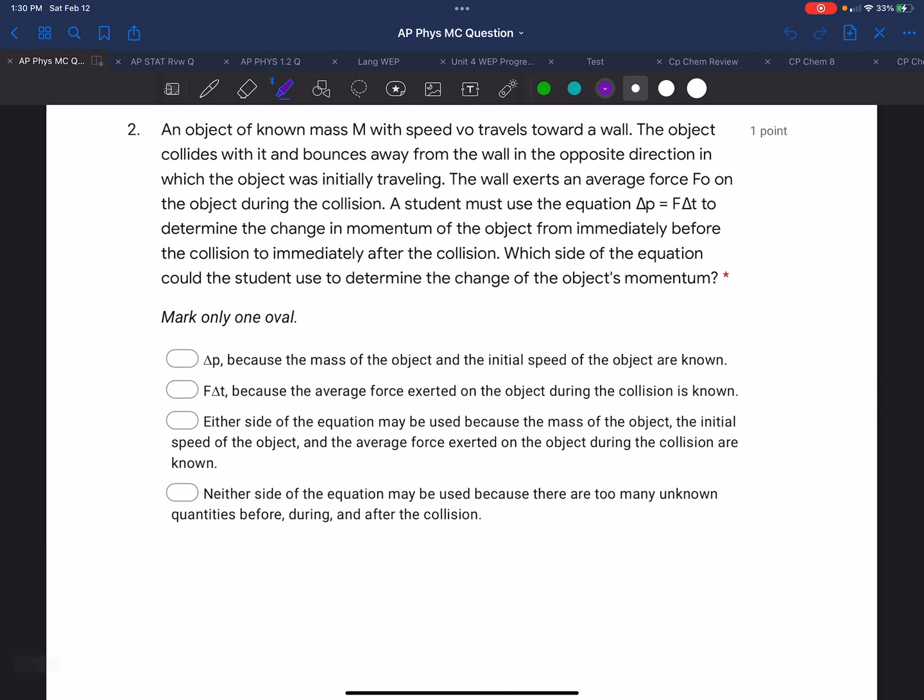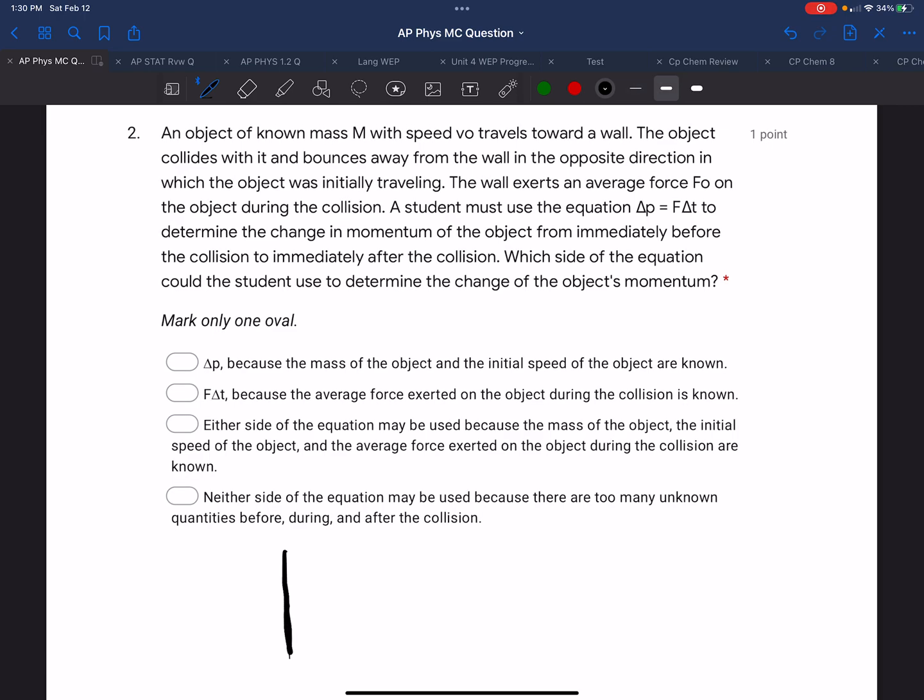In this question, we have an object with a known mass traveling toward a wall, and it collides with the wall. So here's our wall, and let's make our object like this. It has a mass m with a velocity v0, travels toward the wall, collides and bounces off the wall, in the opposite direction to the one it was initially traveling. So that's afterward.